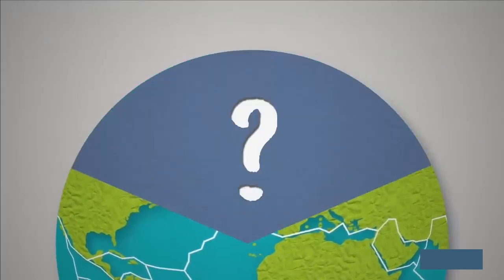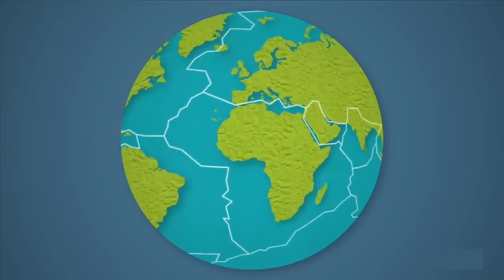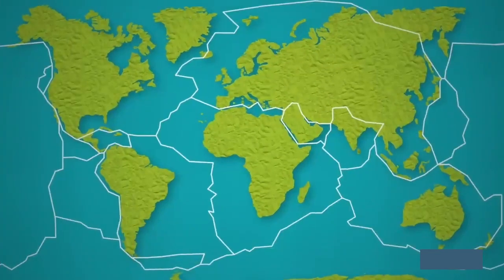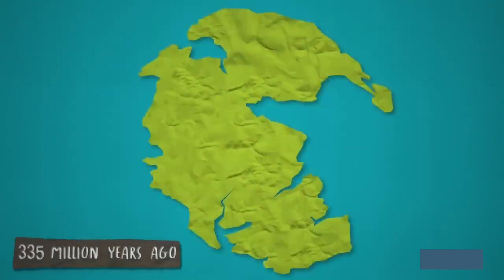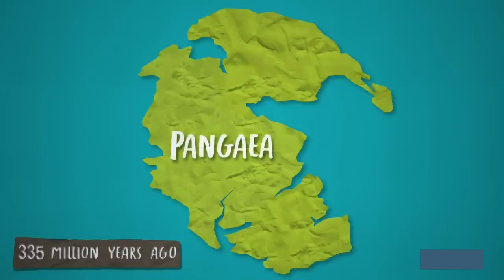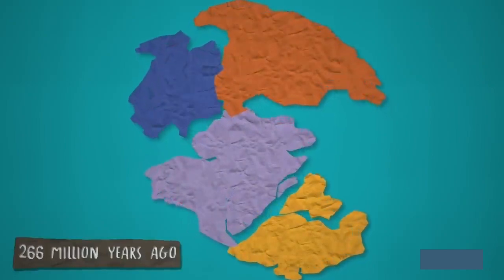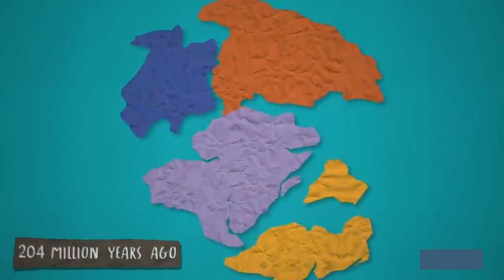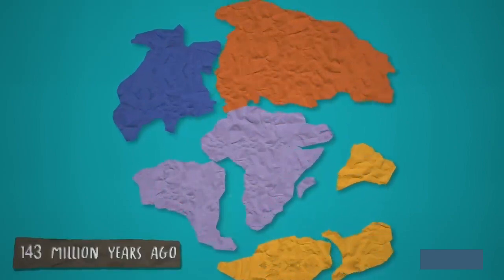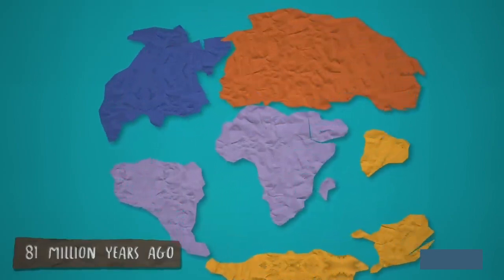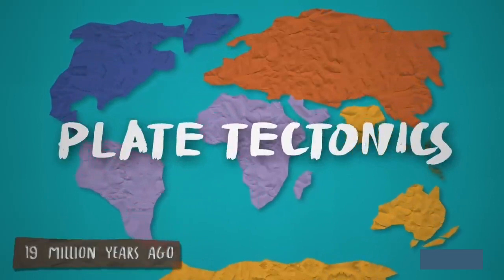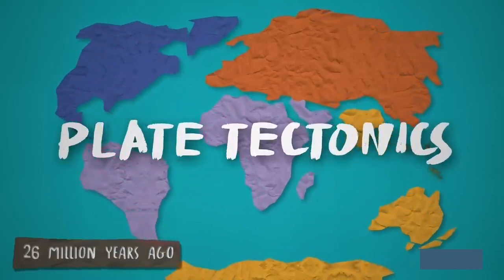Did you know that all of the continents that we know today once formed a single supercontinent? This supercontinent existed 335 million years ago, and we call it Pangaea. Over millions of years, the tectonic plates which hold the continents moved around, smashing into each other and then pulling apart. This process is called plate tectonics.